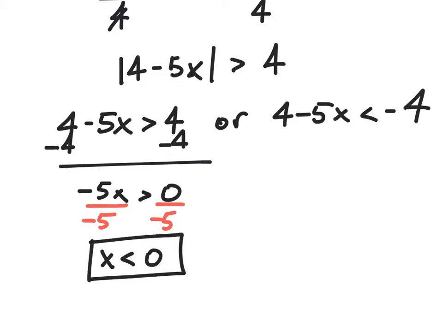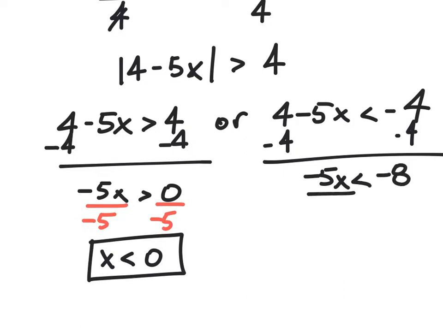I'm still just doing 0 divided by negative 5. It's not going to change the number, but we've got to make sure that we go x is less than 0. We've got to change the sign if we divide by a negative. Over here, let's do the same thing. Let's subtract 4 from both sides. Then I get negative 5x is less than negative 8. Now I'm going to divide everything by negative 5.